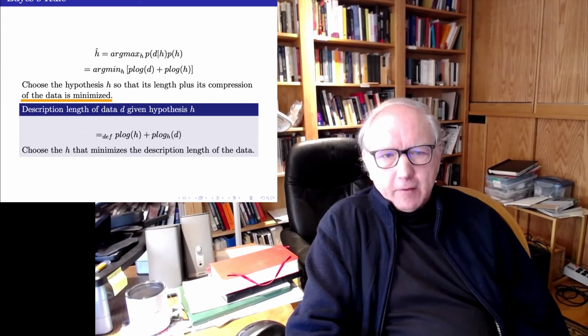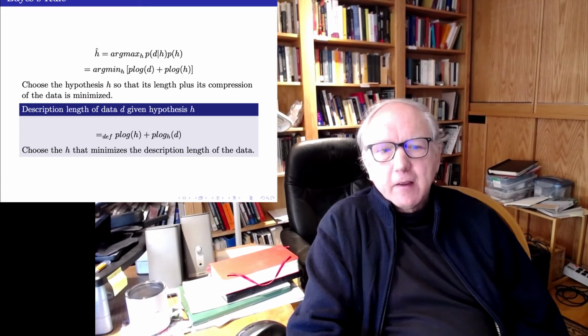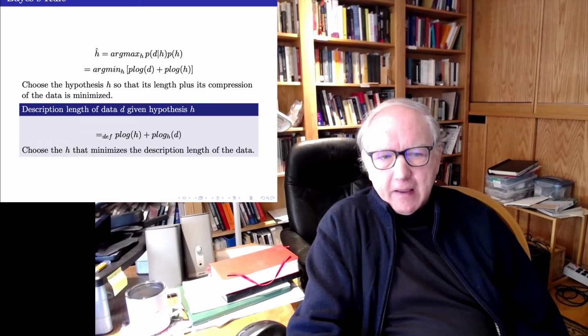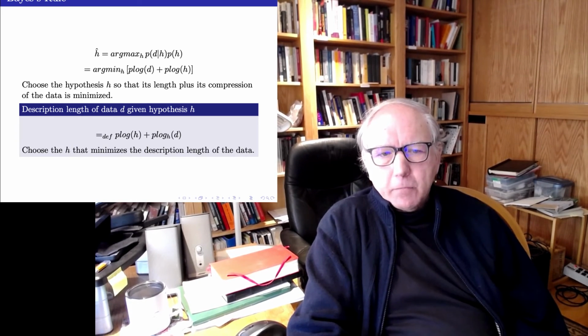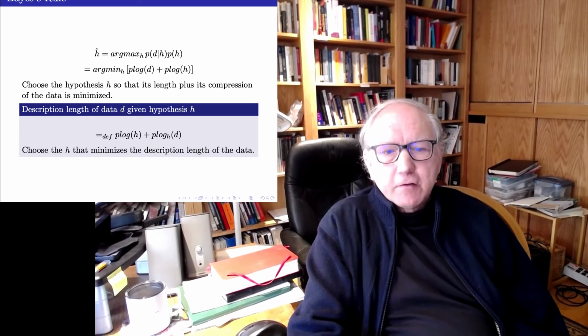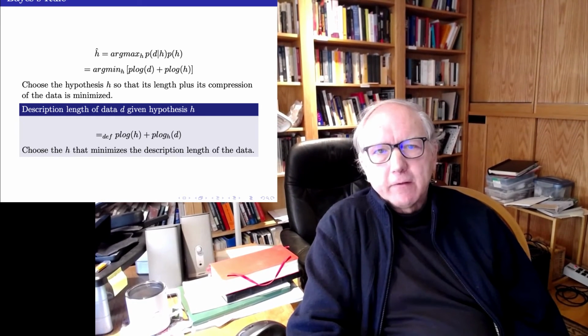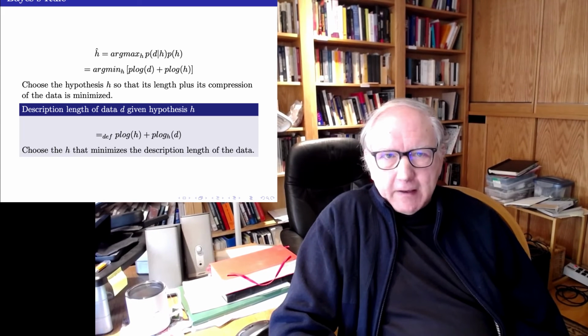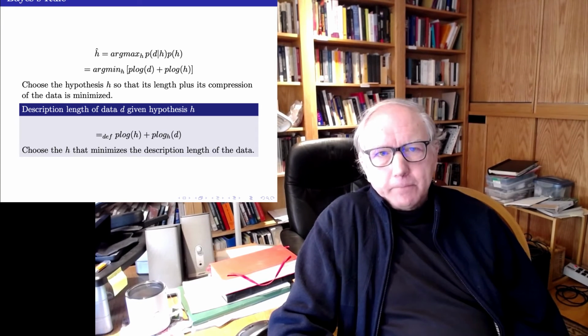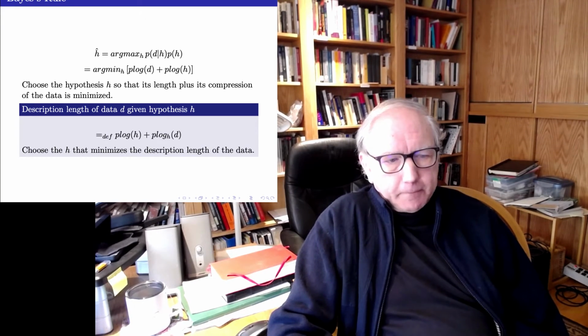But then the big box to bear in mind is the description length of a set of data D given hypothesis H is the length of the H plus the length with hypothesis H of the data. Choose the H that minimizes the description length of this data. That's what MDL is telling us, and we're going to try to use that in order to find words in a long corpus.